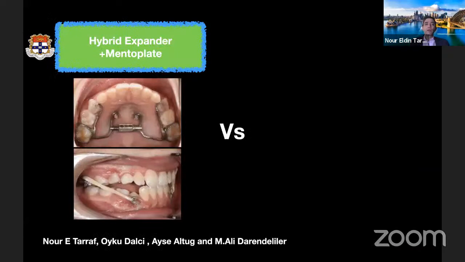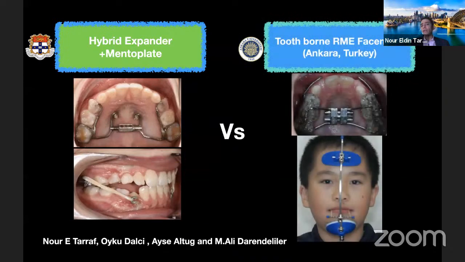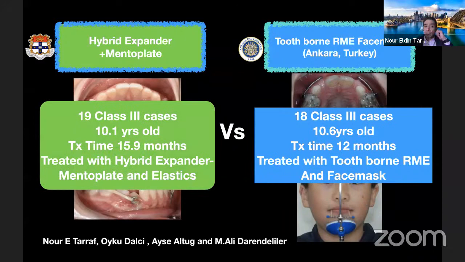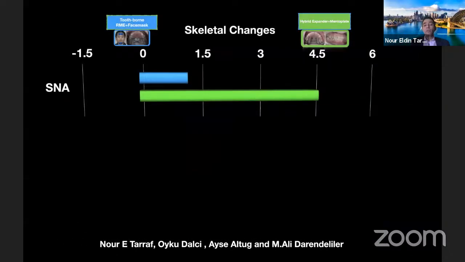So as part of our research project at the University of Sydney, this is one of my projects, we compared the hybrid expander and the mini plates approach with the conventional RME face mask in a matched control group from the University of Ankara in Turkey. And so we had 18 patients with an average age of 10.5 years, compared with 19 of our patients with the hybrid expander and mentor plate and elastics. And the results were really interesting.